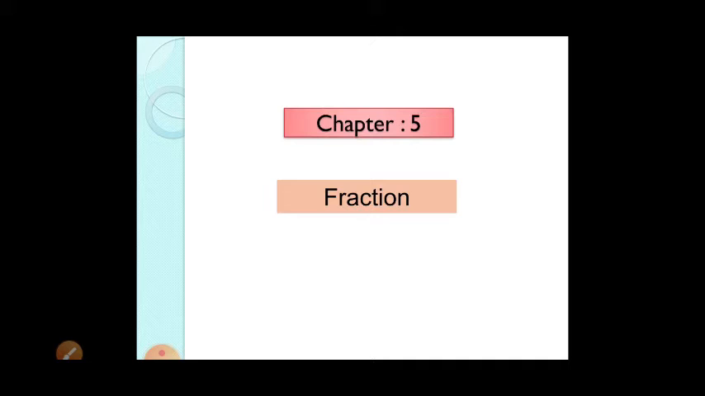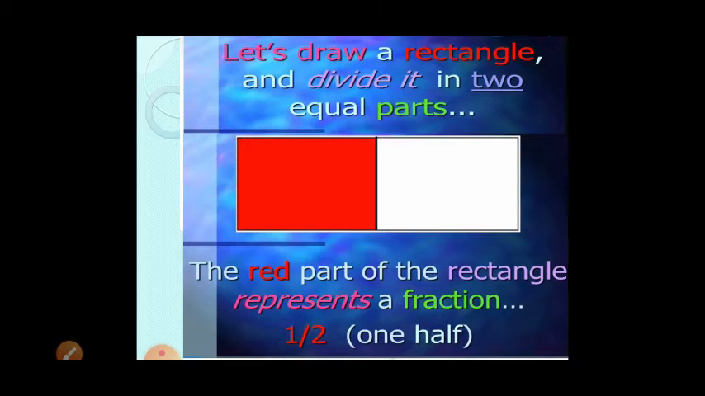Today we are going to learn a new chapter called fraction. See, you draw a rectangle and divide it into two parts. Here one part we have colored with red. So this red part is the half of the rectangle. One half of the rectangle. When we are dividing anything into different parts, that means we are taking the fraction.